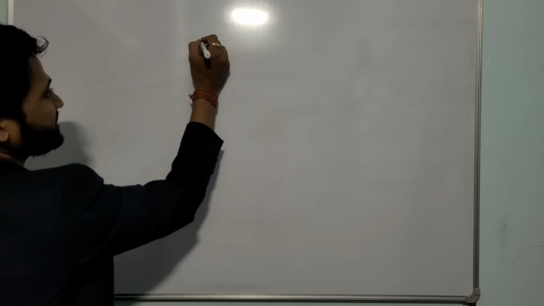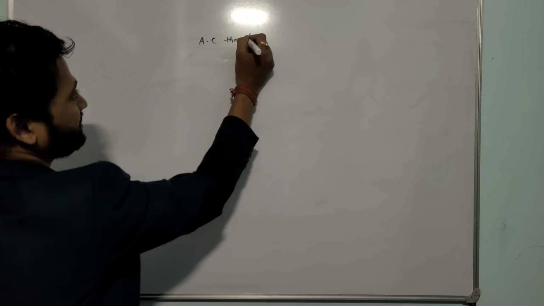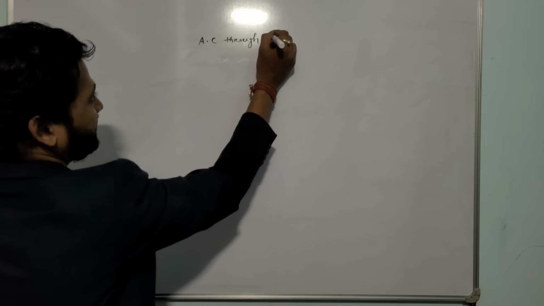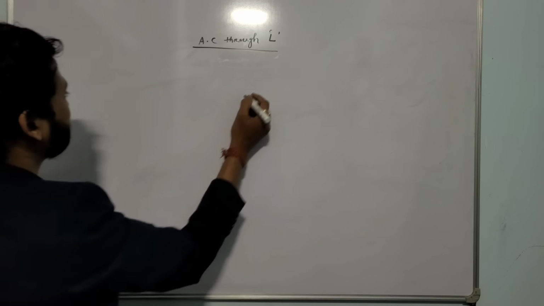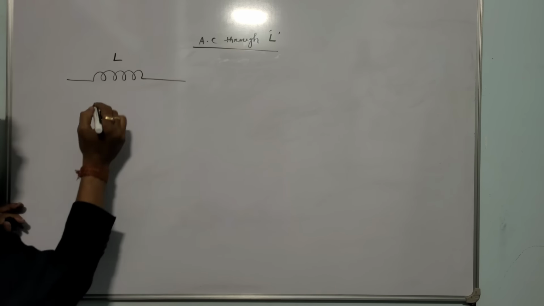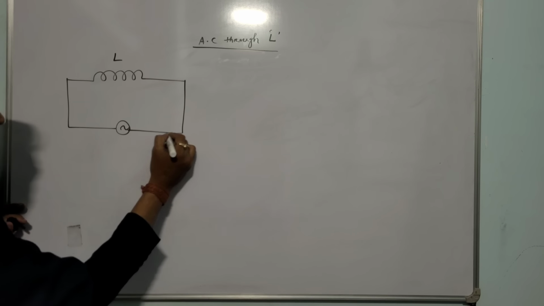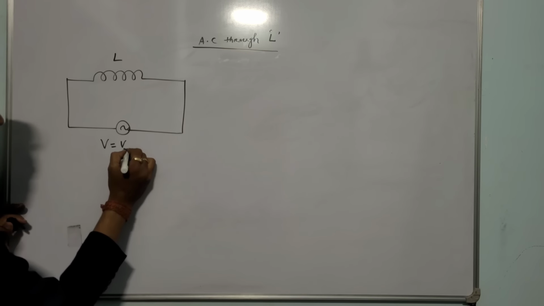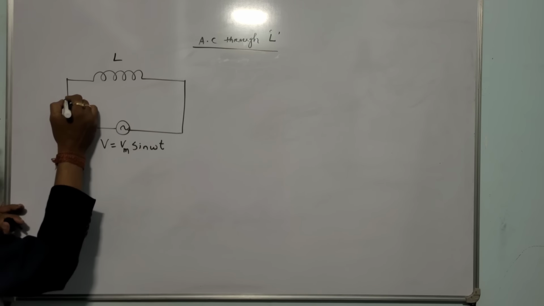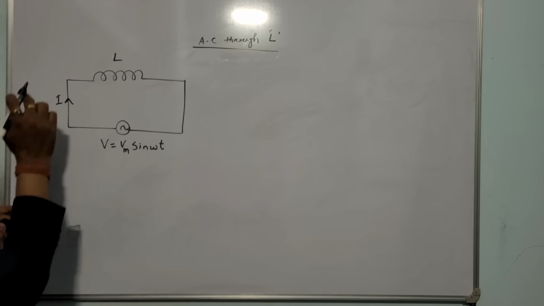So now coming to the next point, AC through pure inductor. Here there is an inductor having inductance L and we are providing AC supply. What is the instantaneous equation of the AC supply? That is Vm sin omega t. And what am I going to find out? The expression of current. That is our objective.